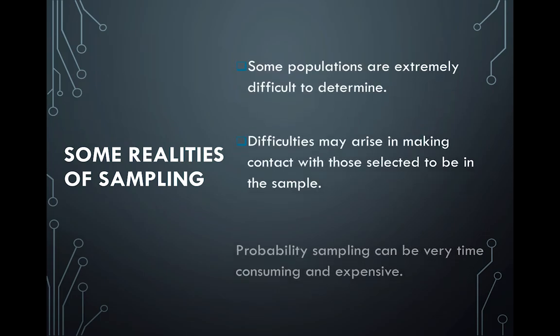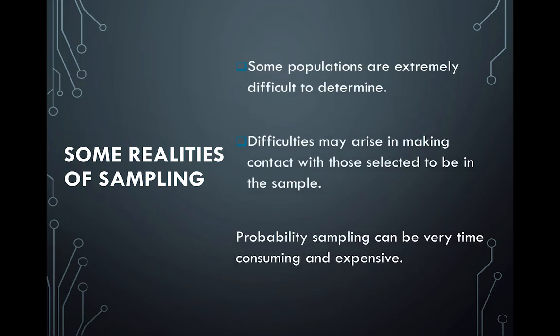So, the realities of sampling: some populations are extremely difficult to determine. The example that comes up a lot is homeless people, say in Vancouver. How do you actually even determine that? How do you come up with a list of that? It's pretty hard. Some people might have an idea, but there'd be a lot of work even just trying to figure out who holds that status of being homeless.